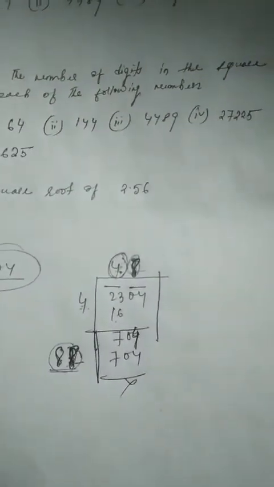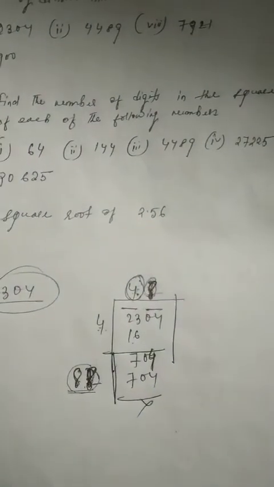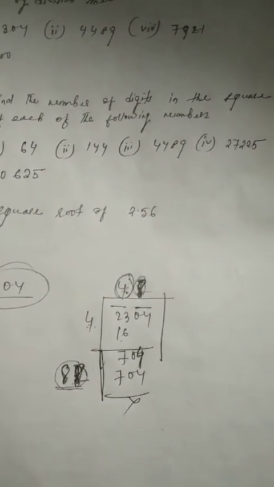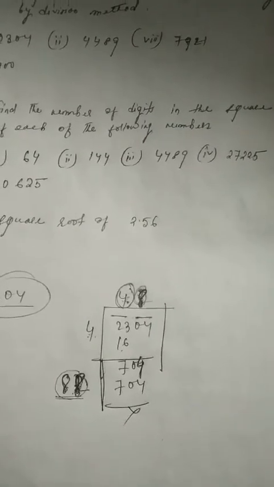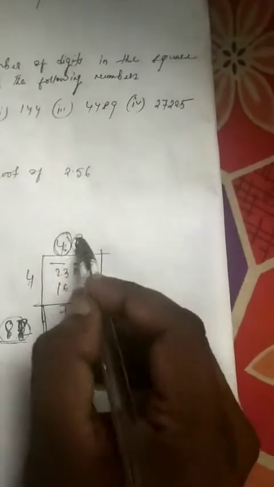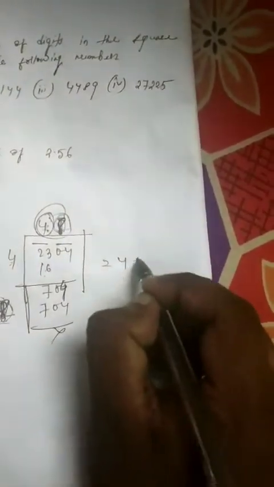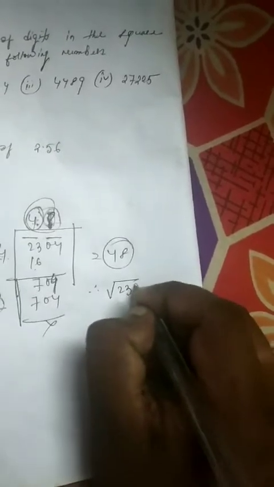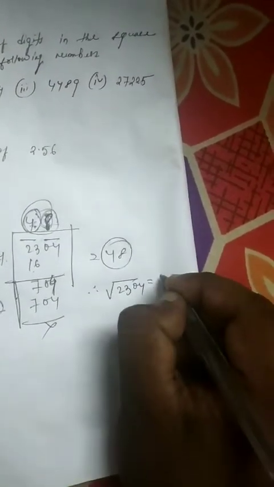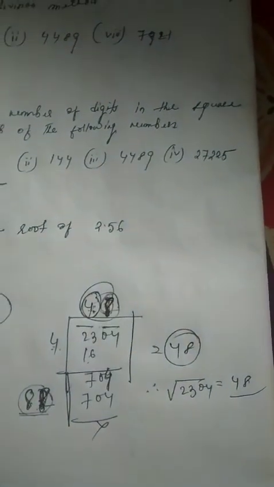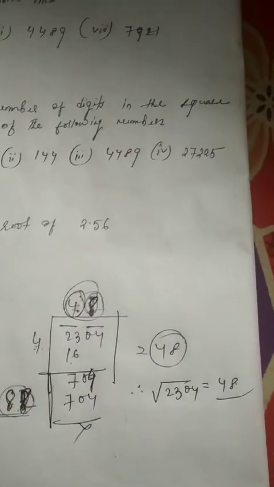Children, this kind of question needs huge practice as you are dealing with such things for the first time, but it is not tough at all. I got 48. My answer is 48. That is, root over 2304 is equal to 48. This is my answer.